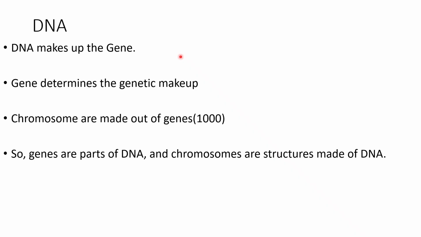And the next is about the chromosomes that are made out of the genes. When there are many genes, they combine together, and that gives chromosomes. So genes are parts of DNA. DNA makes up the gene, and chromosomes are structures made out of DNA. So DNA is very important. It gives the gene, and the other is chromosome. That's how they are linked.